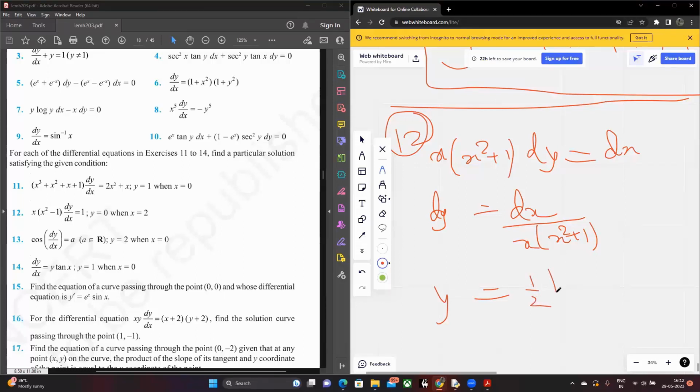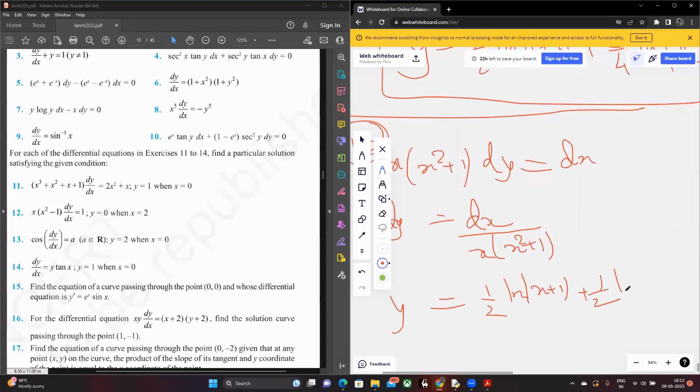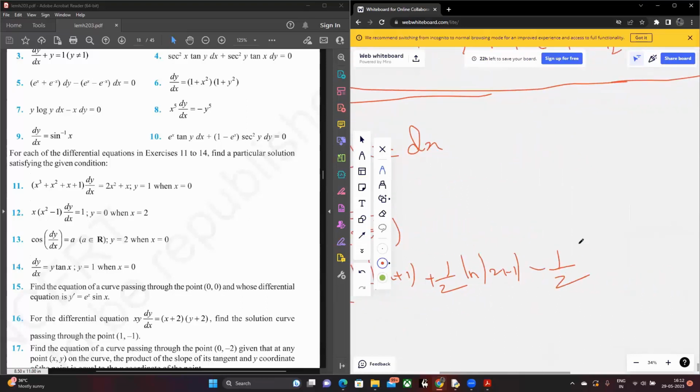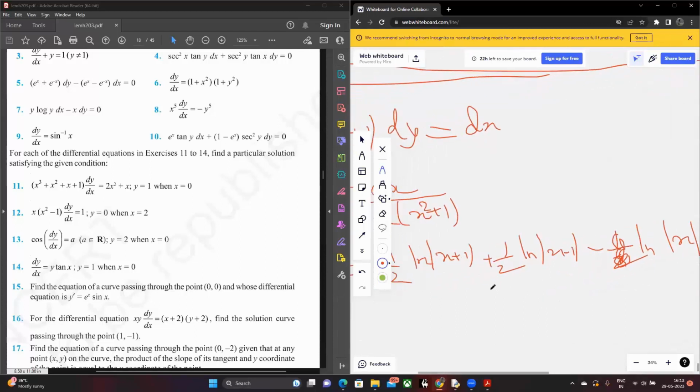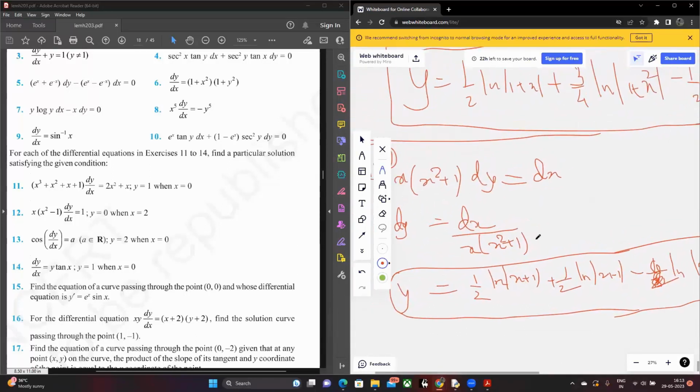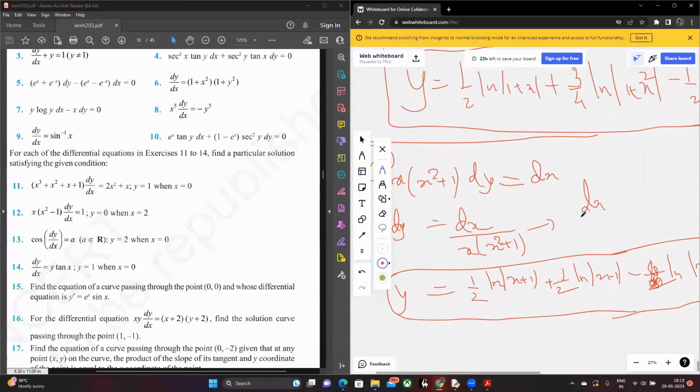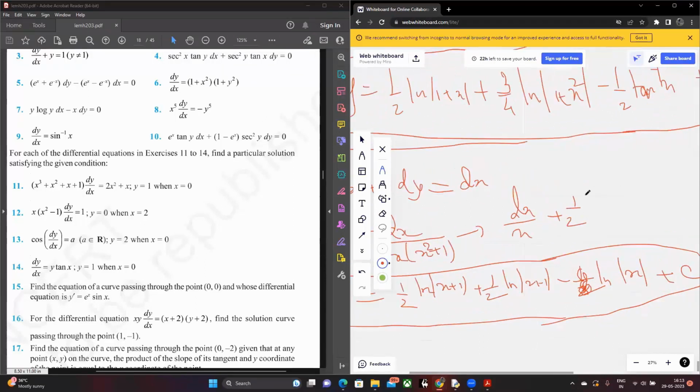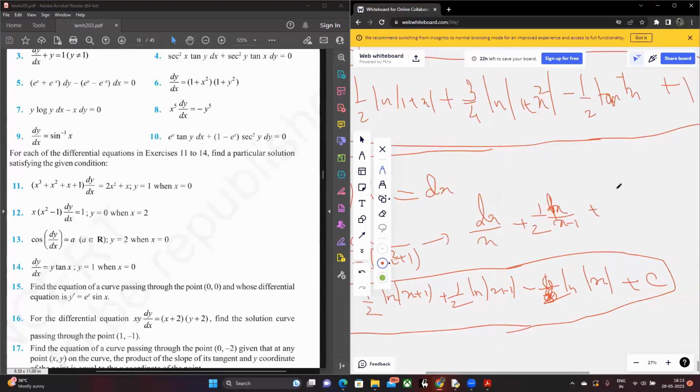y equals half log mod (x plus 1) plus half log mod (x minus 1) minus, not half, minus log mod x plus c. That'll be your answer, right? Because this will split itself as dx by x plus half dx by (x minus 1) plus half dx by (x plus 1). I'm not wrong, right?